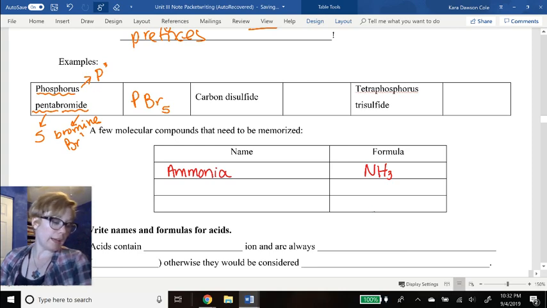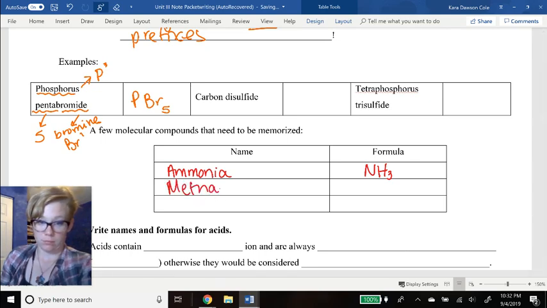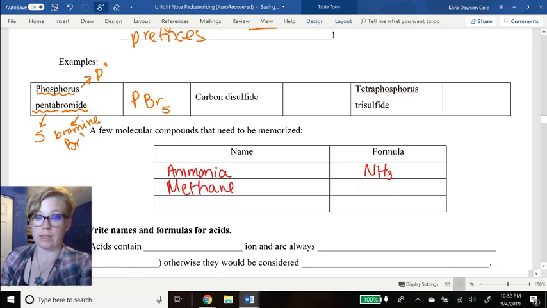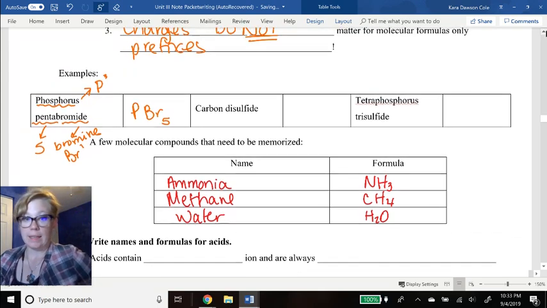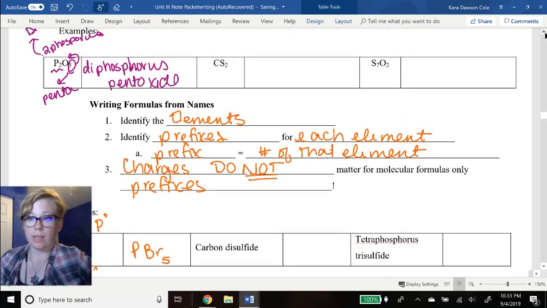And then we have methane. Methane is CH4. And then we have your favorite one, water, which is H2O. So you should have that one memorized already. Okay, so again, a few molecular compounds that need to be memorized. Ammonia is NH3, methane is CH4, and water is H2O. And that is naming and writing formulas for molecular compounds.